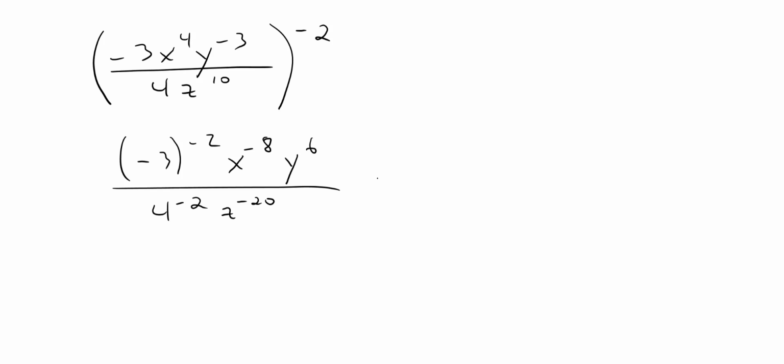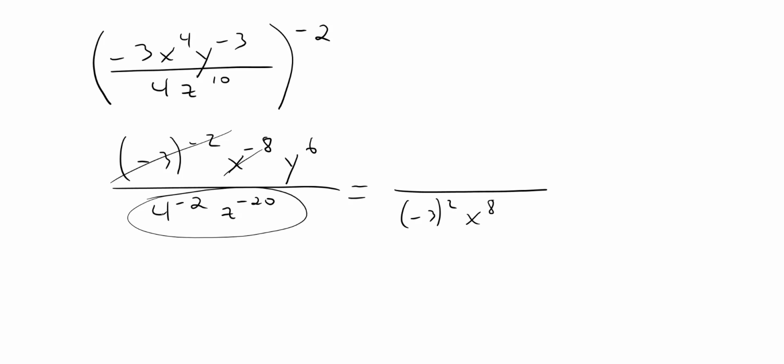Cool. All right, so let's move stuff around before I do anything, right? Well, here, let me draw my line here first. On the bottom, you get negative 3 squared, which becomes positive, right? And what else? So we took care of this one. X to the negative 8th goes down, so this is x to the 8th. And that's it, right? And the rest of this stuff goes to the top. So it's 4 squared, y to the 6th, because that was positive already, and z to the 20th.